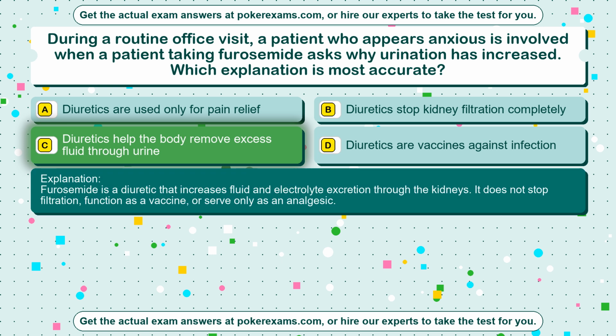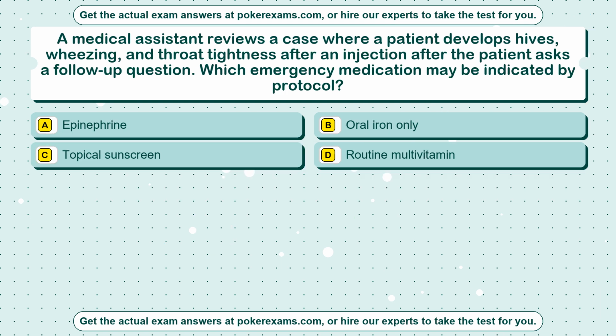Furosemide is a diuretic that increases fluid and electrolyte excretion through the kidneys. It does not stop filtration, function as a vaccine, or serve only as an analgesic. Question 47. A medical assistant reviews a case where a patient develops hives, wheezing, and throat tightness after an injection, after the patient asks a follow-up question. Which emergency medication may be indicated by protocol?